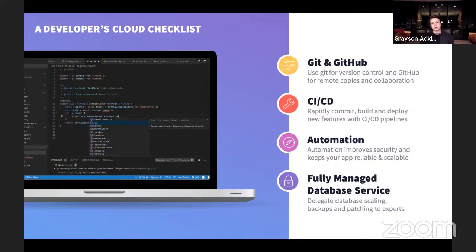Automation generally, looking for automation will improve your speed of development and also your security and keep you from making mistakes. And then also a fully managed database service.